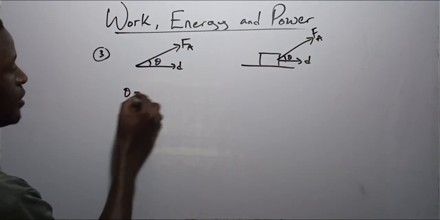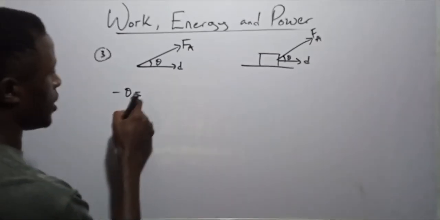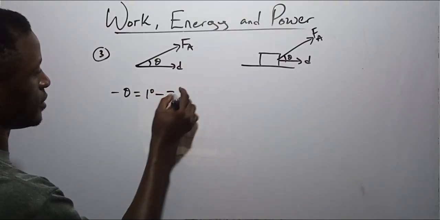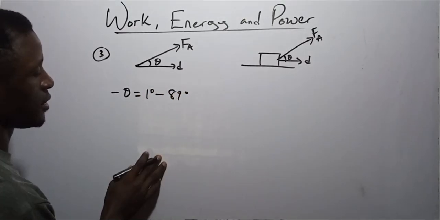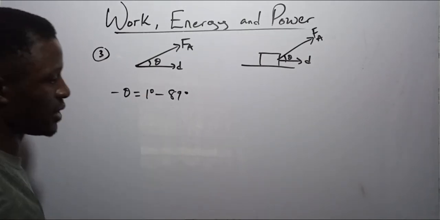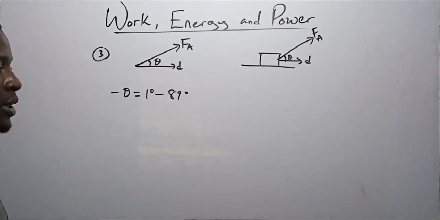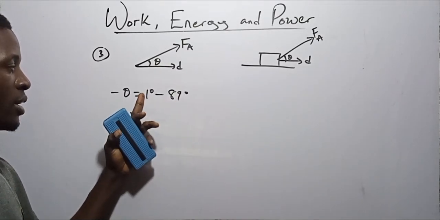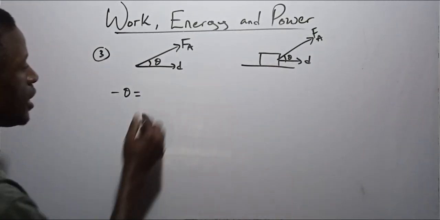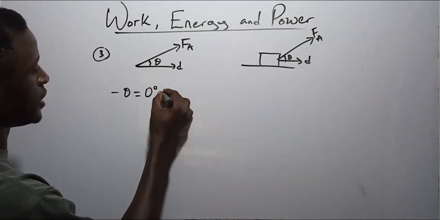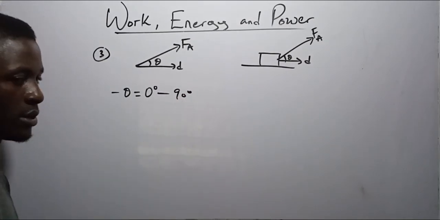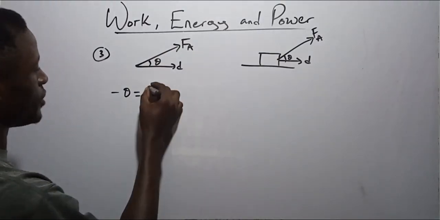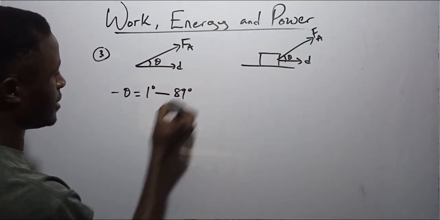So what happens? Now, in this case, your angle can be between 1 degree to 89 degrees, meaning that it can be 1, it can be 2, it can be 3, it can be up to 89 degrees. So any angle between 0 degrees to 90 degrees. Let me give you like this: any angle between 1 degree to 89 degrees.